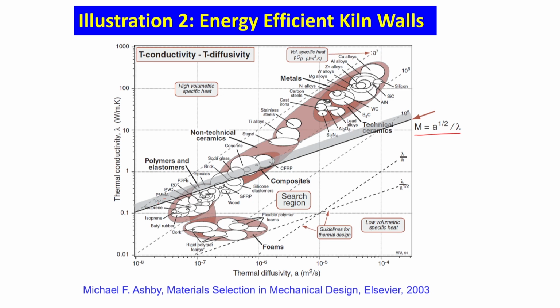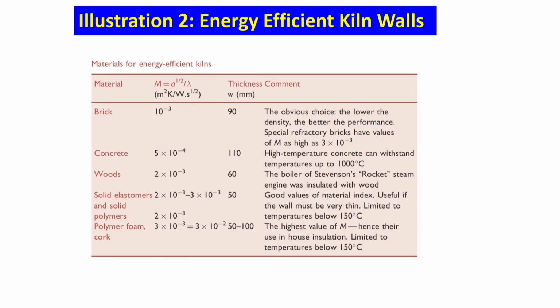So, obviously, you cannot use metals, which have very high lambda. We should use materials with thermal conductivity which is quite low, something less than 1. Similarly, thermal diffusivity should be between 10 to the minus 6 and 10 to the minus 7 meters squared per second. So, it brings us these materials. First is the brick. Brick is the most widely used material because it has a low M value, and so the thickness should be 90, you can calculate that.